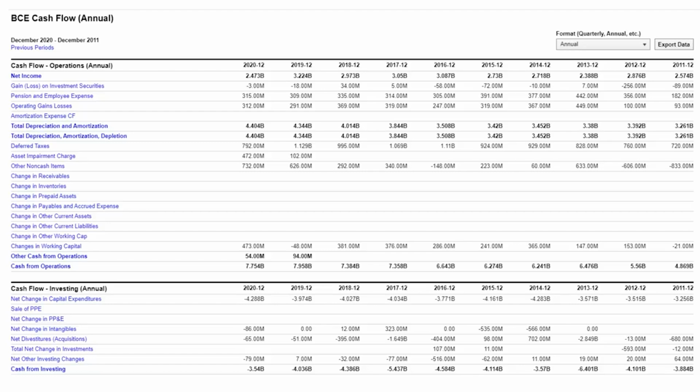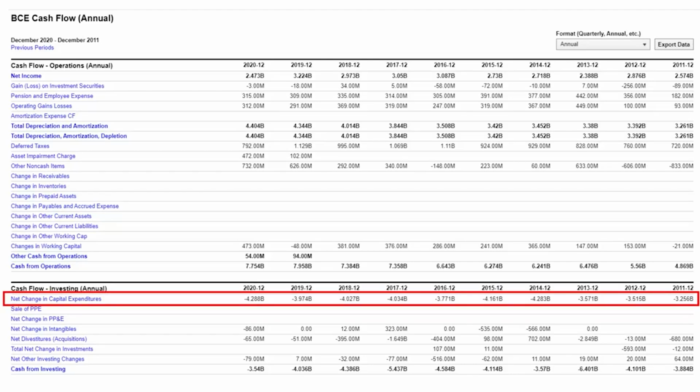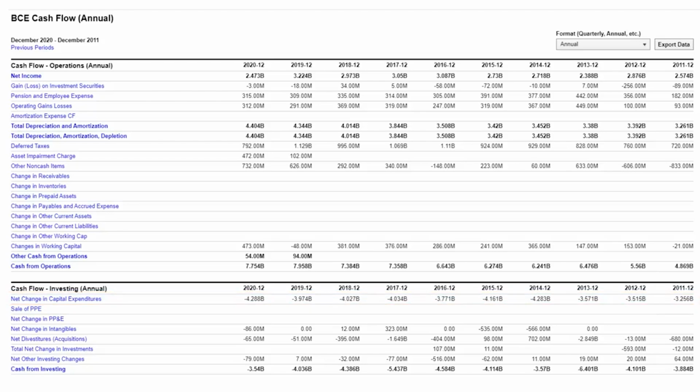So we're going to take BCE's cash from operations, this $7.754 billion, and subtract CapEx, the net change in capital expenditures here, at $4.288 billion. After you do that, you're going to end up with free cash flow of $3.466 billion. So we've got $3.466 billion in free cash flow, which is essentially the money that a company has left over after they fund their business operations.